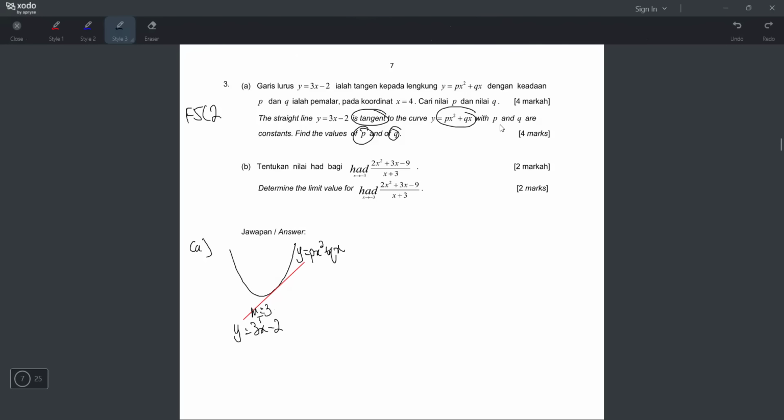And they say with p and q are constants, find the values of p and q. Don't read the English one, the English one is wrong. The Malay one says: dengan keadaan p dan q pemalar, pada koordinat x equals 4. So the tangent point x coordinate is 4.